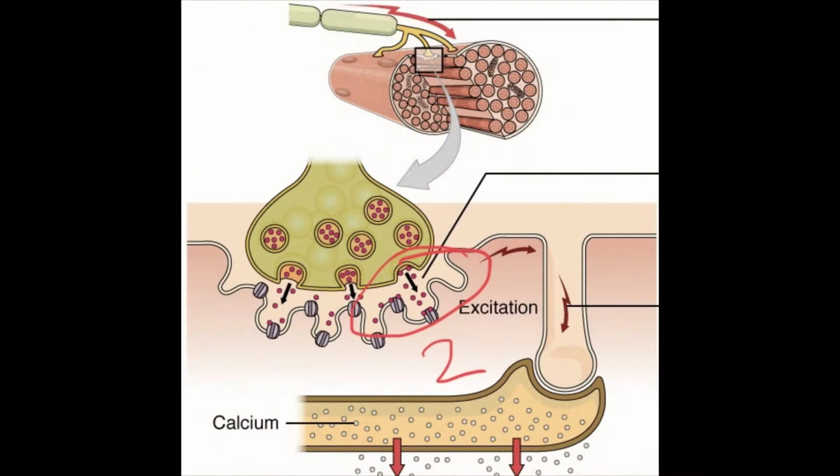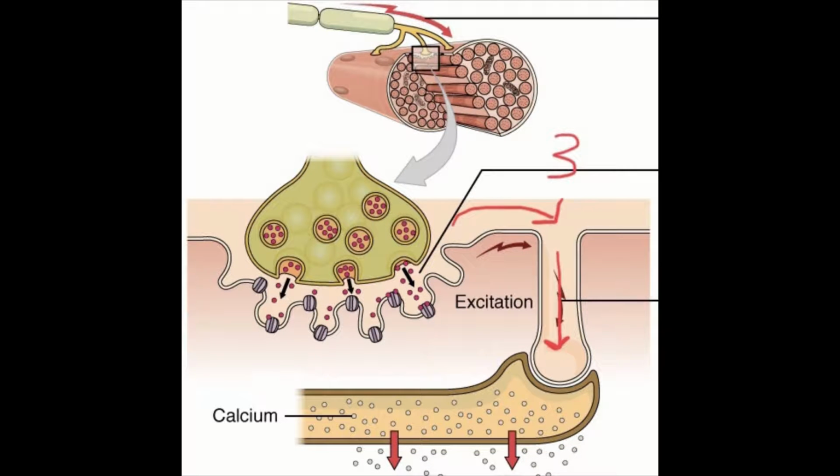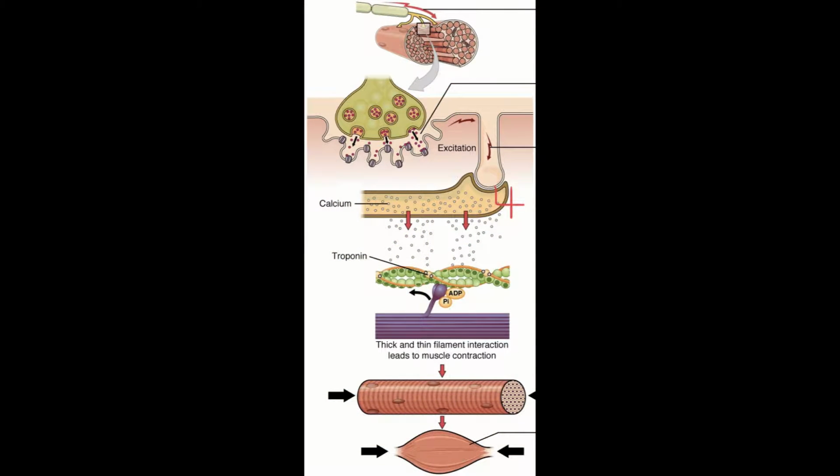Step 2 of the contraction process occurs when ACH is released into the synaptic cleft, making the muscle cell membrane more permeable to sodium. This causes another action potential. During step 3 of contraction, sodium ions rush into the sarcolemma and cause it to depolarize. Then, step 4 occurs. Calcium is released from the sarcoplasmic reticulum as a response to the sarcolemma depolarizing. The calcium clears actin binding sites so that contraction can finally occur.